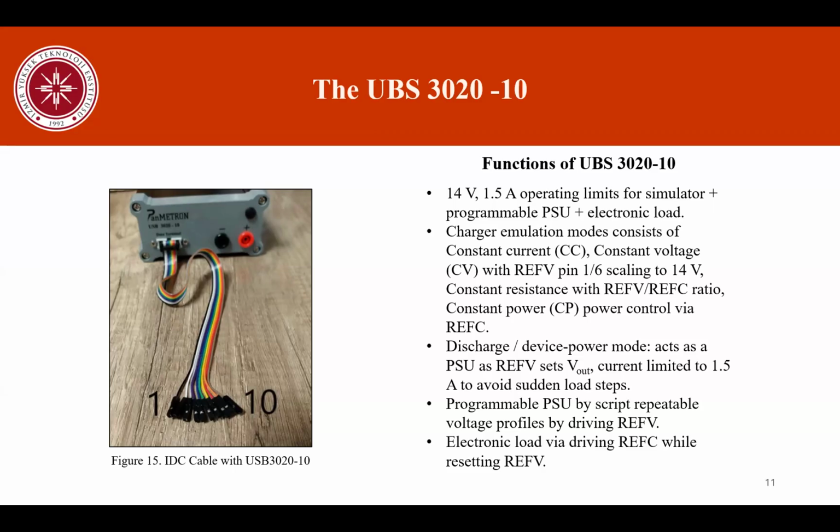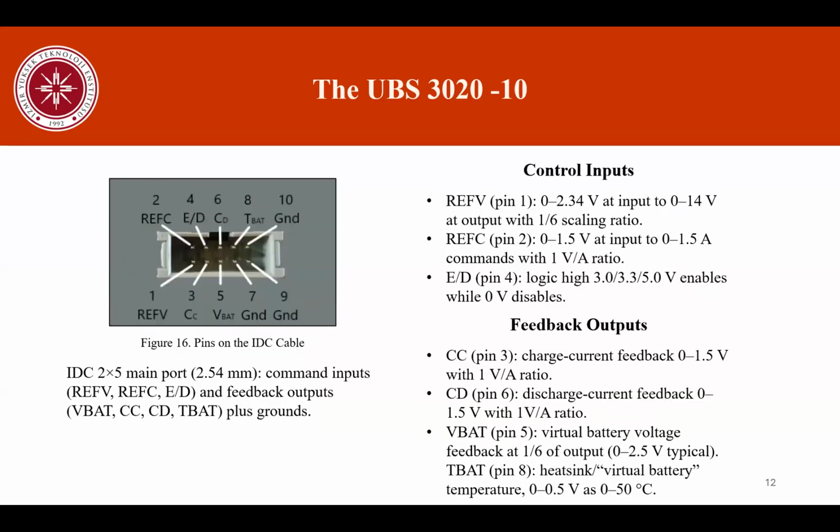Where was I? Discharge or power device power mode acts as a power supply. You can set the current pin as 0, and then you can use the voltage out pin with 1:6 ratio and use it as a power supply. And these are its functions. As you can see, it has 10 different pins, and you can give control inputs with ref V, ref C, and enable disable pin.